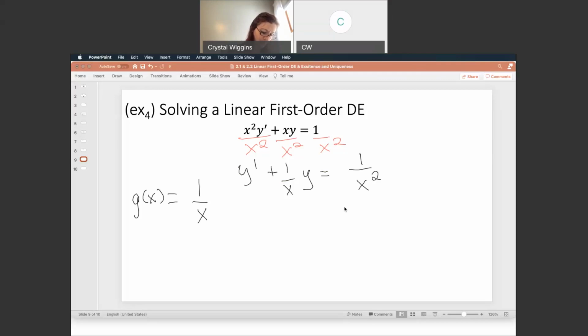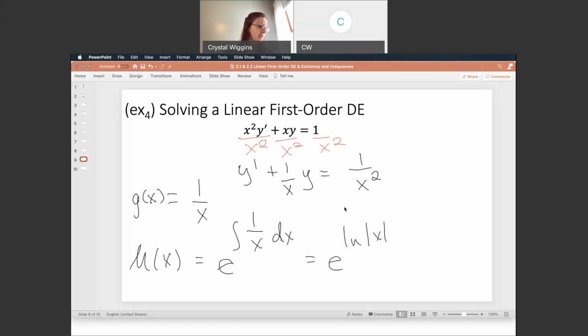I then will create my integrating factor mu of x as e to the integral of 1 over x dx. The antiderivative of 1 over x is ln x, but remember from Calc 1 that there is a restriction on the inputs for ln functions. So when you take the antiderivative of 1 over x, you need to make sure to have absolute values in that natural log function. So we have e to the ln absolute value of x. Again, there is no plus c because we do not need a plus c for the integrating factor.